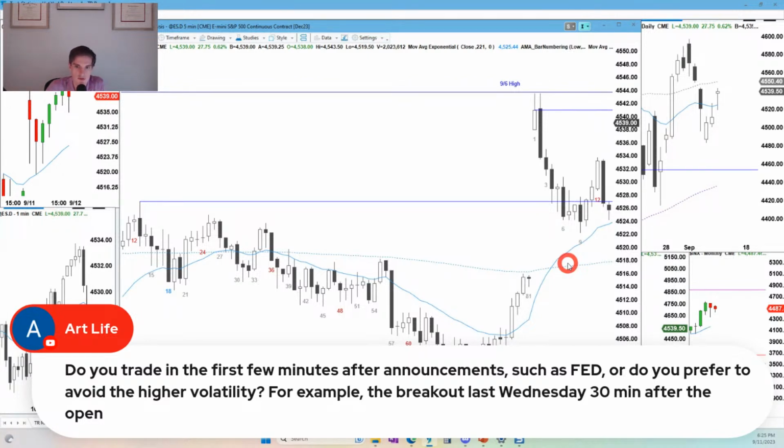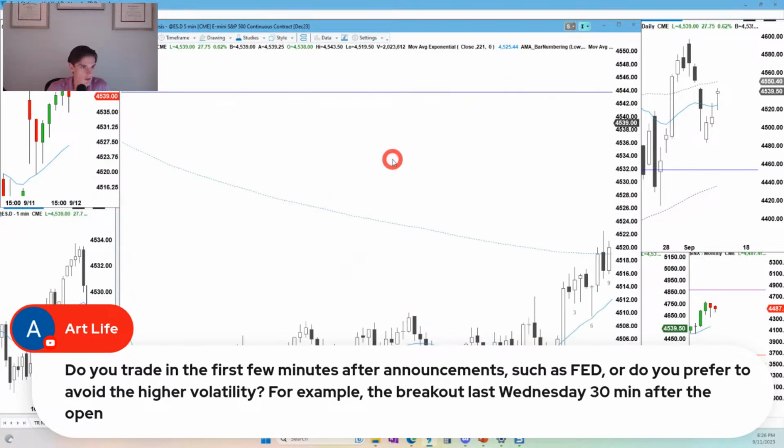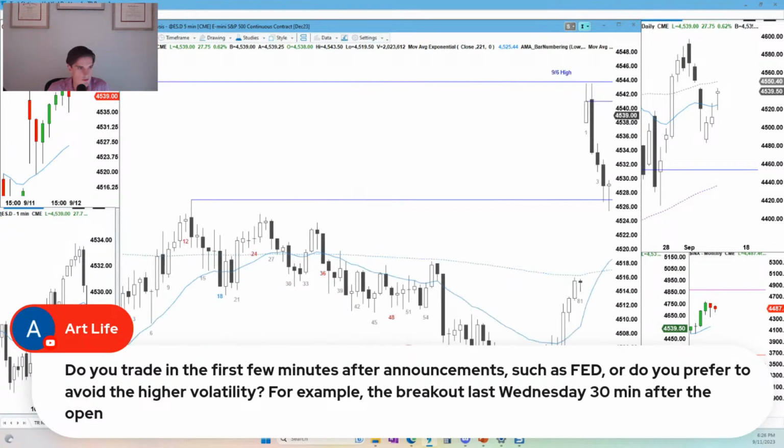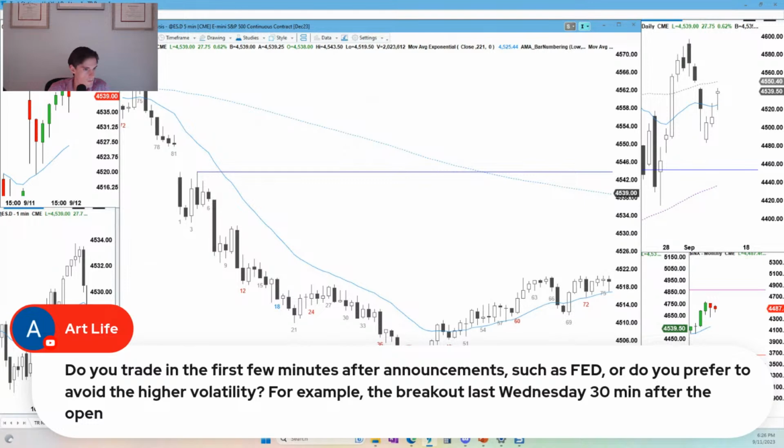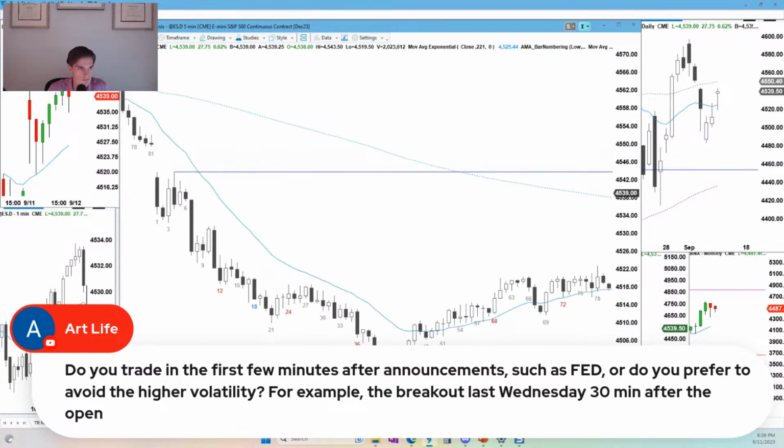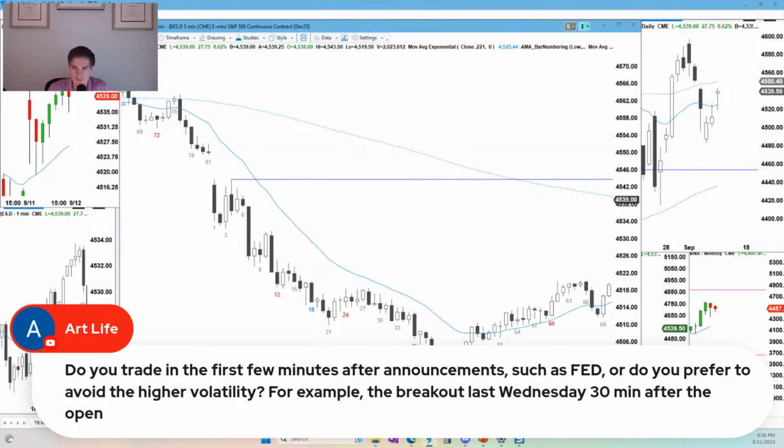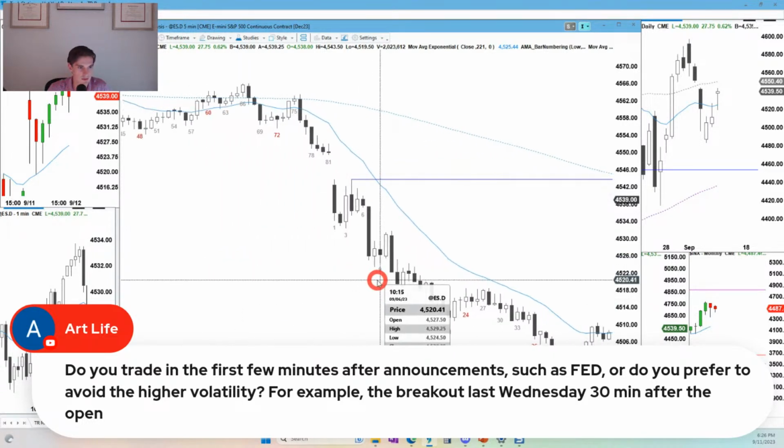Okay, question. Do you ever trade in the first few minutes after announcements such as Fed, or do you prefer to avoid the higher volatility? For example, the breakout last Wednesday, 30 minutes after the open. Let me go to last Wednesday. So that was the 6th of September. Oh, so I'm assuming you're talking about this big bear bar.